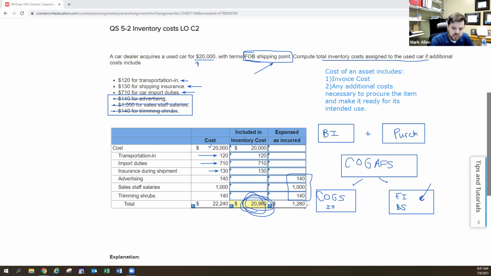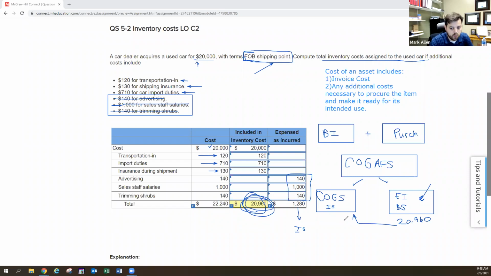Whereas this $1,280, essentially, is an expense, and this goes straight through to the income statement, not through cost of goods sold. It's not actually related to the good. This is separate. But then whenever we actually sell the vehicle, this full $20,960 that was sitting in ending inventory will then be moved over to cost of goods sold on the income statement. And so that is what we are seeing.